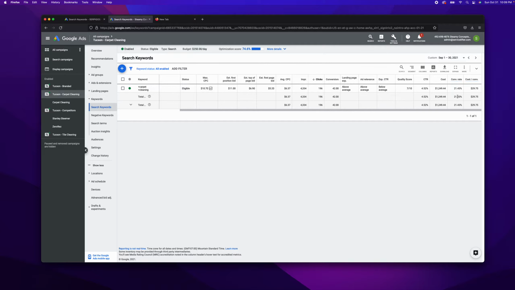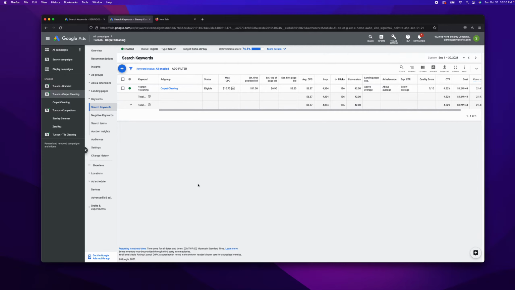If you take a look at the conversion rate, it's actually pretty healthy. It's 21.43%. Cost per conversion is $29.75. Average cost per click is $6.37. So this is a very well-performing campaign. If the average ticket is $412, I believe I said, you know, they've made roughly $16,000, $17,000, $18,000 on a $1,200 spend.